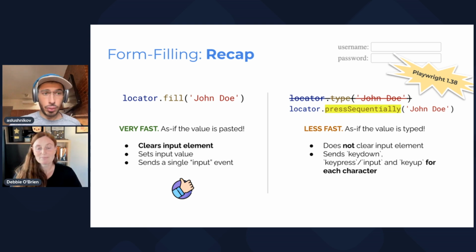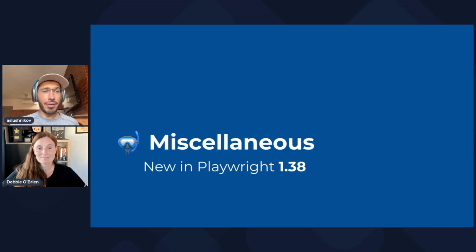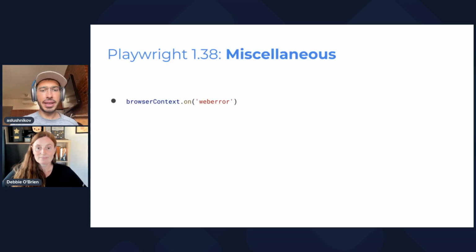Okay, moving on. We have the last chapter, Miscellaneous. Very quick update here. Just 2 new APIs. The first one is browserContext.weberror. It's a new event that you can subscribe to on the context. This event fires for all the page errors that happen in any page of the browser context. Just one single place you subscribe to listen to any web error.